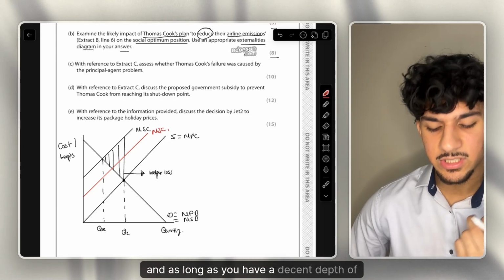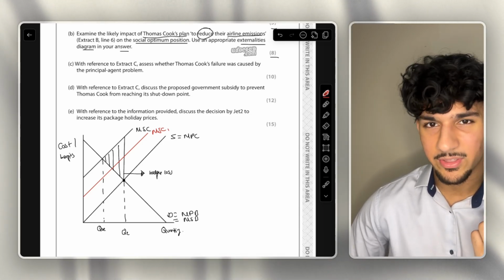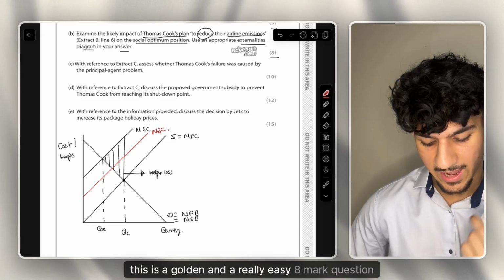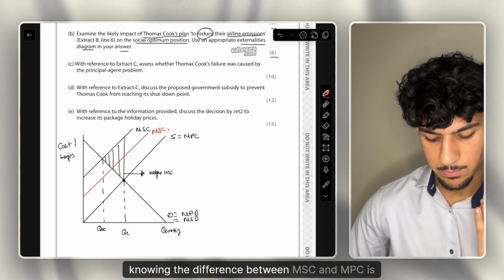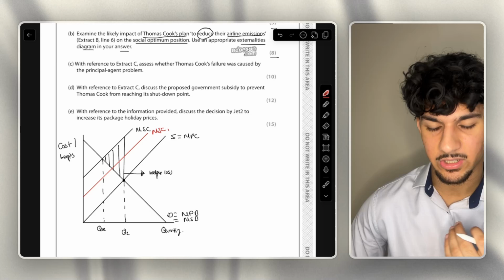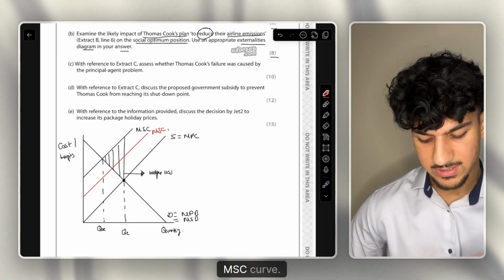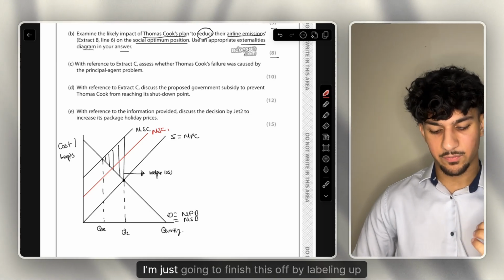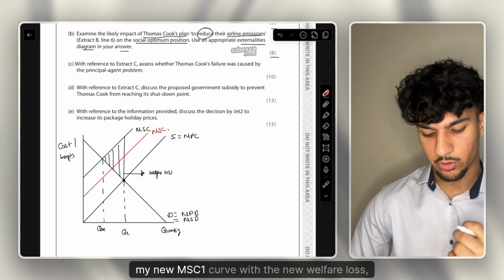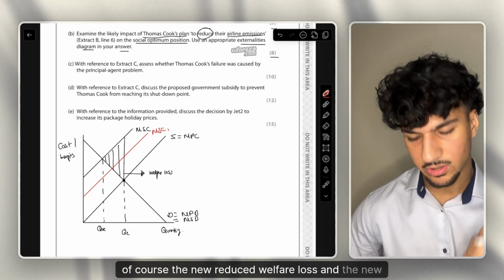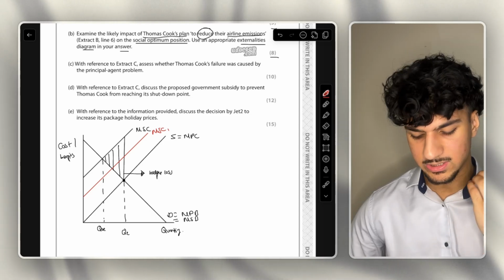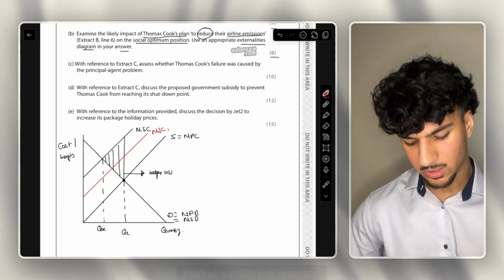And as long as you have a decent depth of understanding of this diagram, this is a golden and a really easy 8-mark question, since all it is pretty much assessing you on is knowing the difference between MSC and MPC is external cost, and just knowing how to shift your MSC curve. So I'm just going to finish this off by labelling up my new MSC1 curve with the new, reduced welfare loss, and the new points, so the socially efficient equilibrium quantity and the market equilibrium quantity.